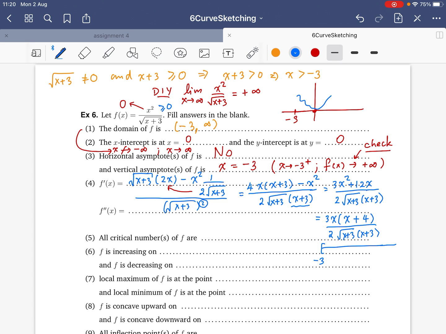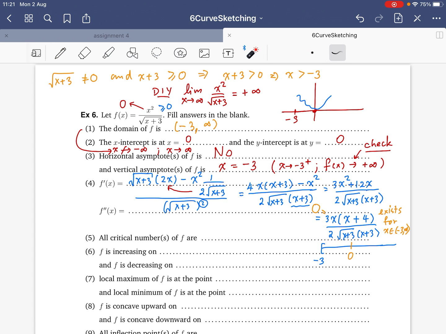So the derivative here will exist for each and every x in this interval, the open interval from -3 to infinity. The critical number will occur when your derivative equals 0. So if your derivative equals 0, it means that your x must be 0 and your x must be -4, but -4 is out of the league, right? So only 0 will survive.